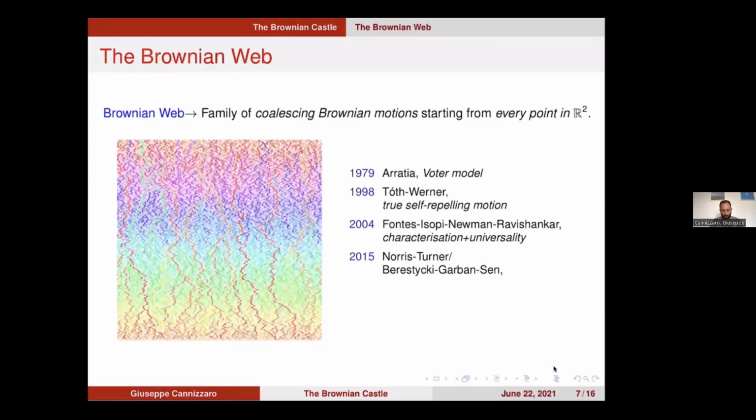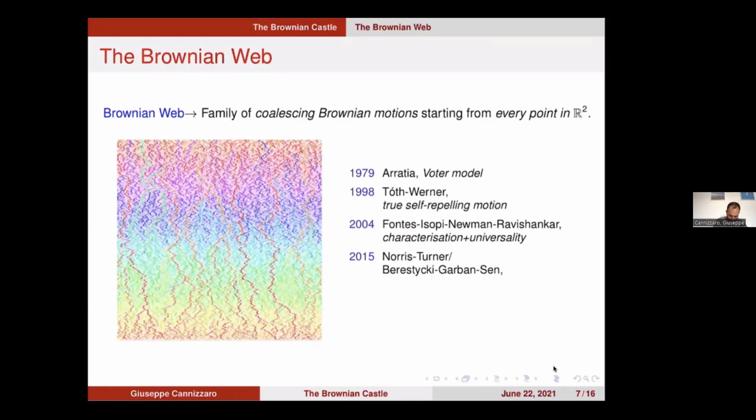One thing about the Brownian web is that it has many different characterizations, but most of the characterizations I'm aware of are based on viewing the Brownian web as a family of paths, as a compact set of paths, exactly as in the talk before. But for our purposes, since we want to build a Gaussian process on top of it and also prove convergence, what we really need to encode is the coalescence structure.